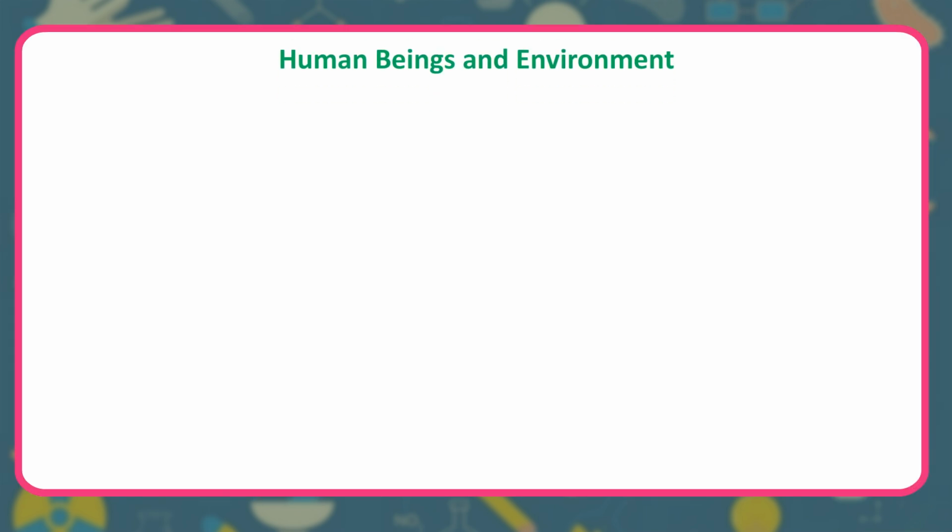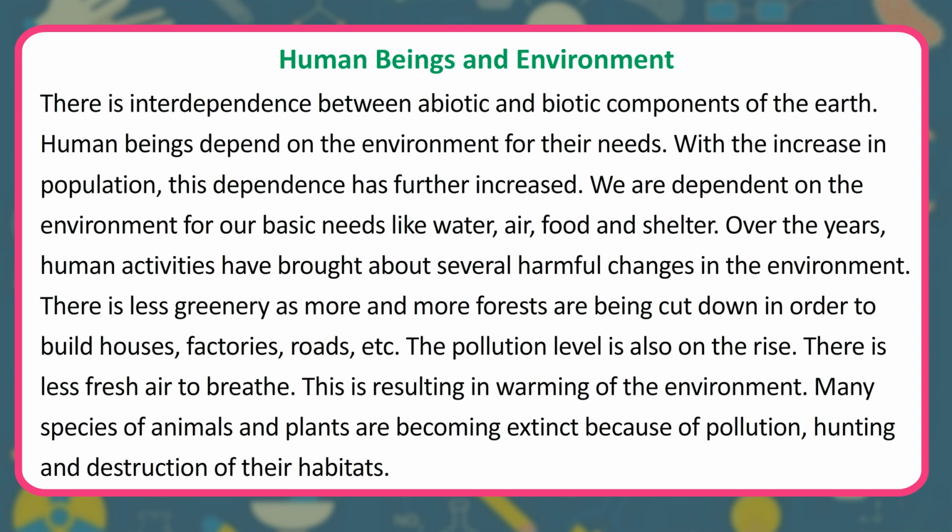Human beings and environment. There is interdependence between abiotic and biotic components of the earth. Human beings depend on the environment for their needs. With the increase in population, this dependence has further increased. We are dependent on the environment for our basic needs like water, air, food and shelter.